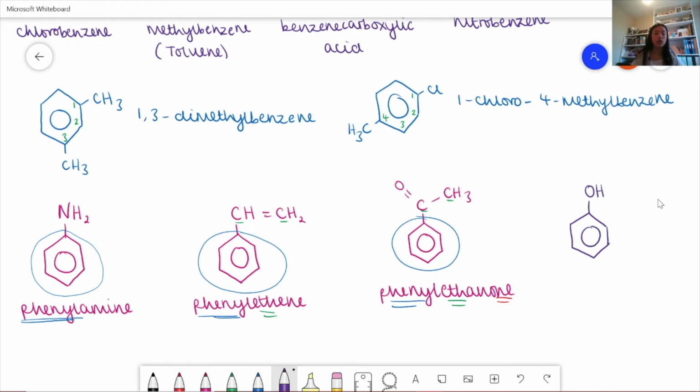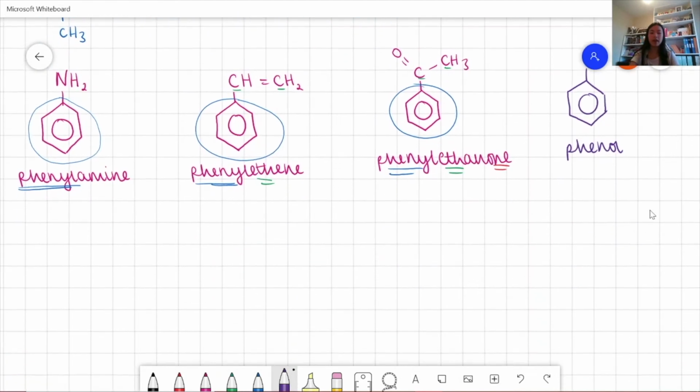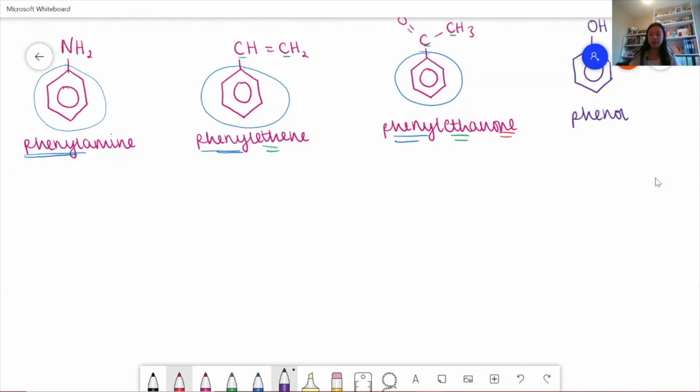And this is what we call a phenol. And sometimes this can come up in exam questions. So this is just one that you need to remember. As a harder example, we could have a molecule that looks like this.